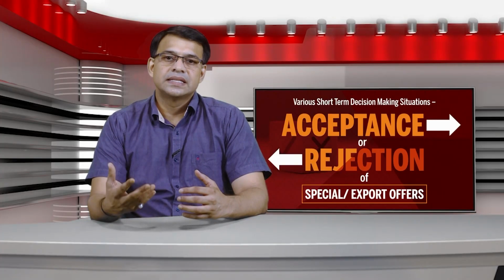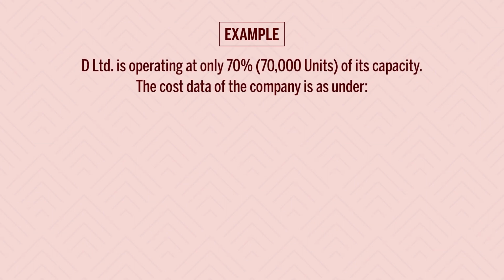Let us understand this situation with the help of an example. We have an example before us. D Limited is operating only at 70%, 70,000 units of its capacity. So, at present the company is utilizing 70% of capacity and it produces 70,000 units. So, there is still scope of 30,000 units more. So, as per the demand, company is working at 70% of its capacity.